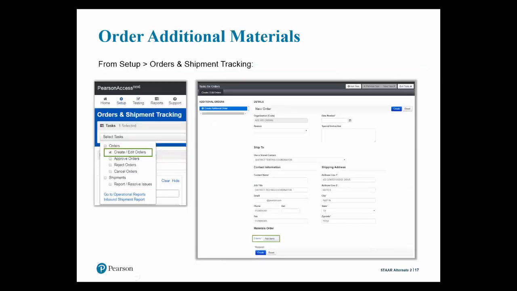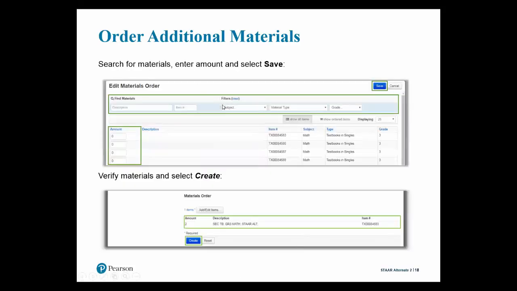And if you did have to place an order for additional materials, you would do that in the site there by going to Setup, and then Orders and Shipment Tracking. And on the task drop-down, you're going to select to create edit orders, and you're going to verify the information here. And next, you'll select to add items. So again, you want to communicate with your campus testing coordinators and determine the different test materials that you need to order. Select to add items, and you'll be taken to this next screen on top here where you can search for the materials. When you locate the test materials, there will be descriptions listed here, and you'll just enter in the amounts that you'll need for each item.